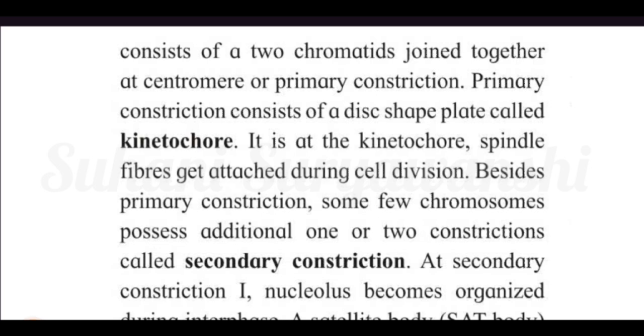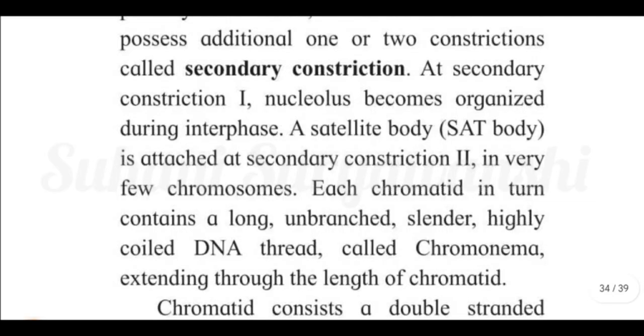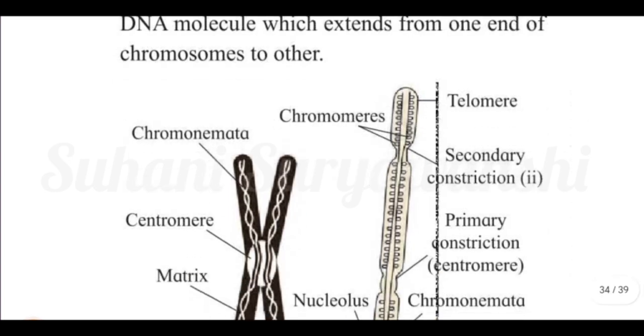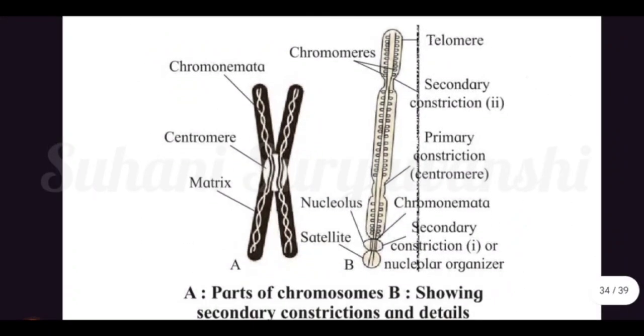Besides primary constriction, a few chromosomes possess additional one or two constrictions called secondary constriction. At secondary constriction 1, the nucleolus becomes organized during interphase. A satellite body is attached at secondary constriction 2 in very few chromosomes. Each chromatid in turn contains a long, unbranched, slender, highly coiled DNA thread called chromonema, extending through the length of the chromatid. Chromatid consists of a double-stranded DNA molecule which extends from one end of the chromosome to the other end. So this is the diagram of chromosome.